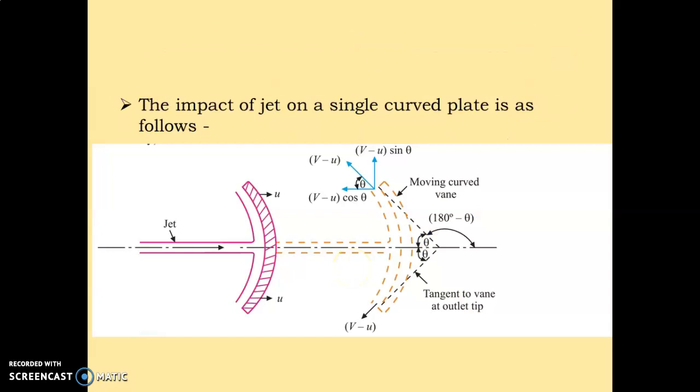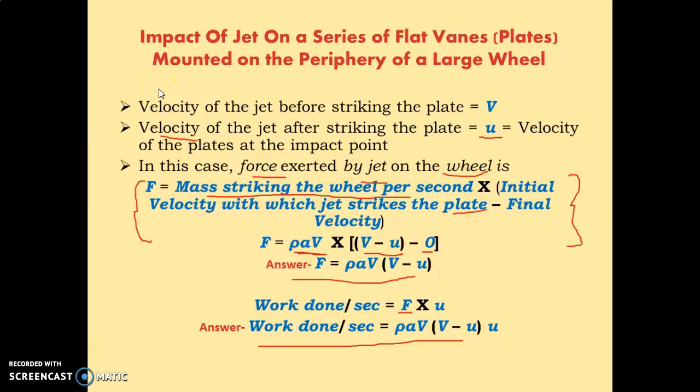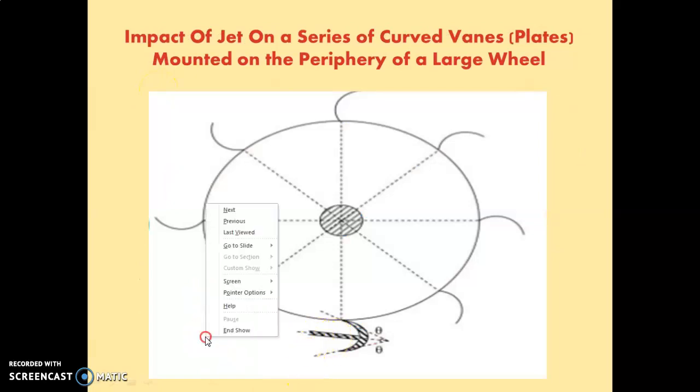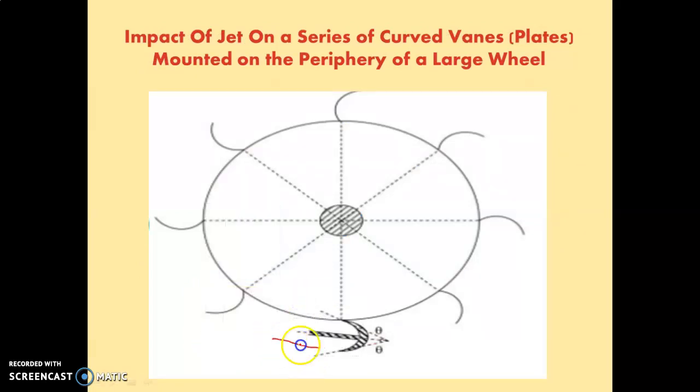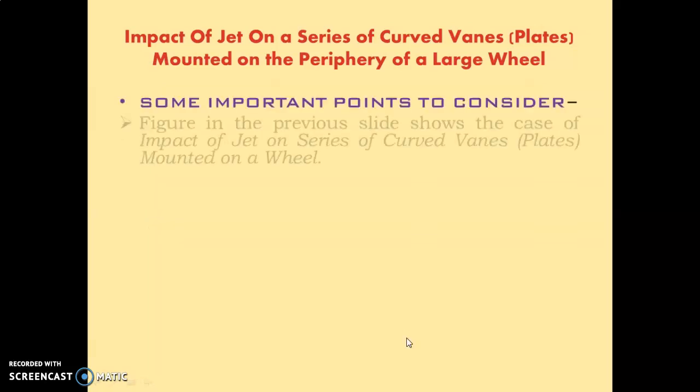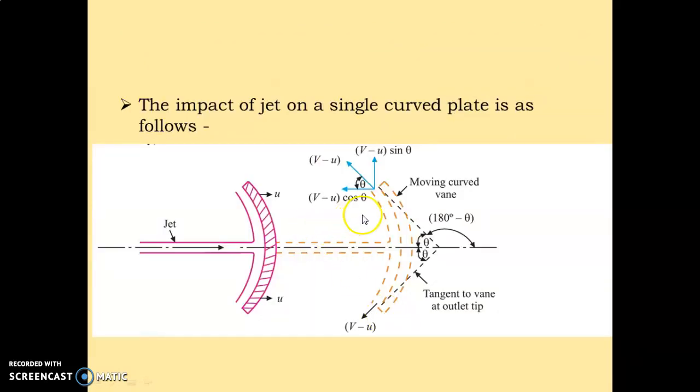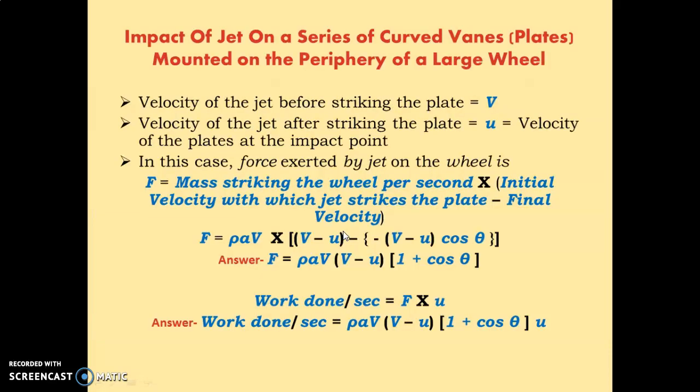Now next, the impact of jet on a single curved plate is as follows. This is a single plate. On the single plate, how will the impact be? It will be such. Impact of jet will fall on the center of a single curved plate. So we will form our formula. Now velocity of jet before striking the plate is v. Velocity of the plate is u. We know all this.